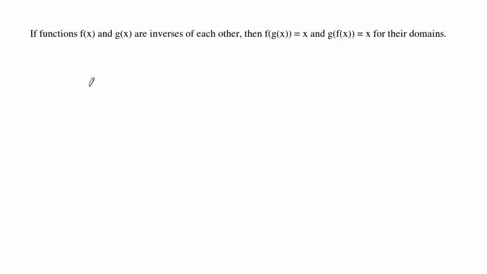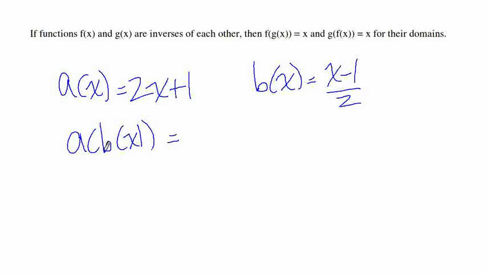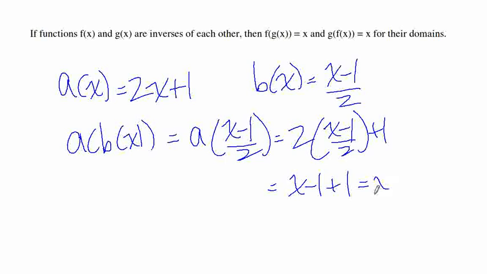We can use this definition to determine if an arbitrary pair of functions are inverses of each other. For example, suppose we had the functions a of x equal to 2x plus 1 and b of x equal to x minus 1 over 2, and we wanted to determine if they were inverses. Let's find the composition a of b of x. That gives a of x minus 1 over 2, which is 2 times x minus 1 over 2 plus 1, or x minus 1 plus 1, which is equal to x.